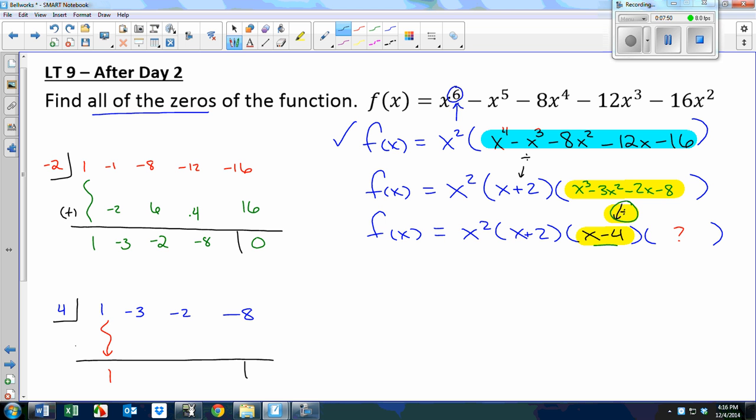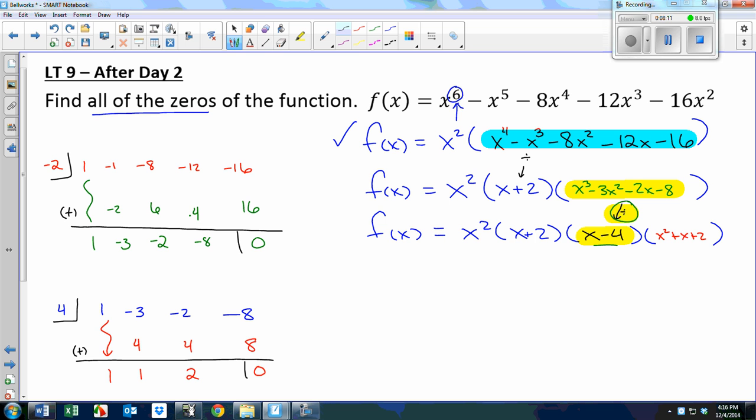All right, bring down the 1. That's again an addition bar. 1 times 4 gives us 4. Add those, we get 1. 4 times 1 is 4. Add those, we get 2. 2 times 4 is 8. Add those, we get a remainder of 0. And that 1, 1, 2 represents the quadratic x squared plus x plus 2.